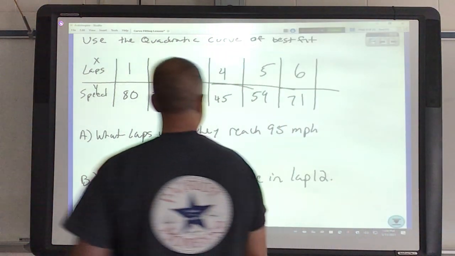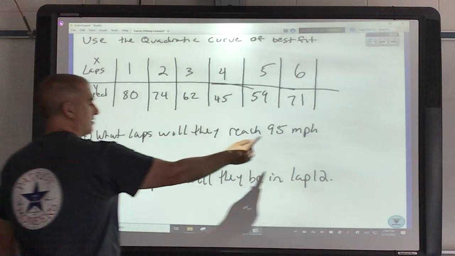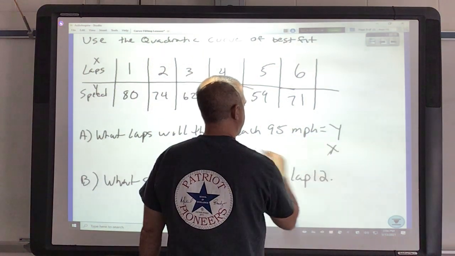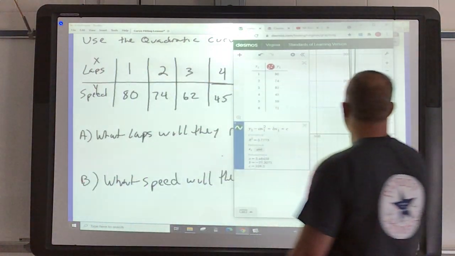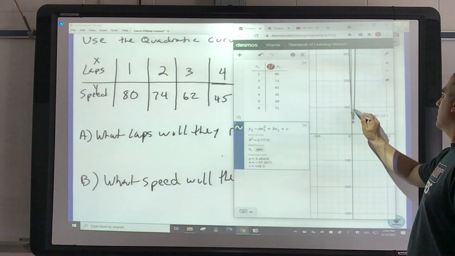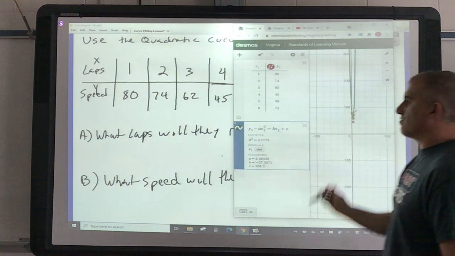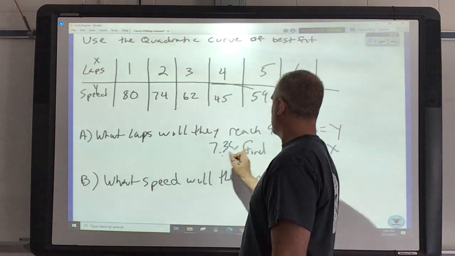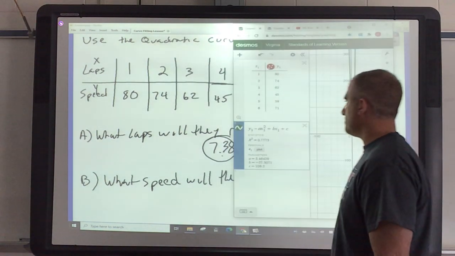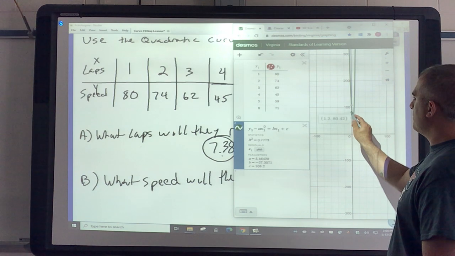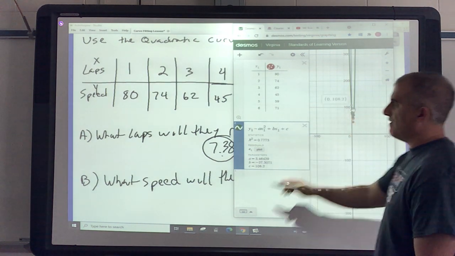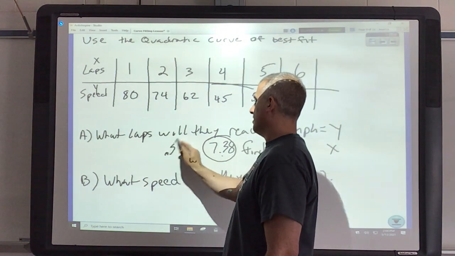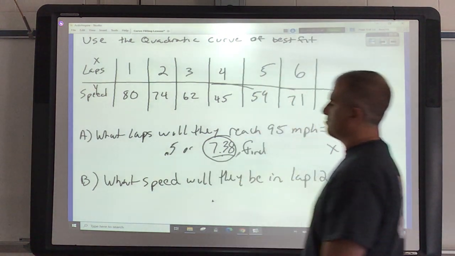What laps will they reach? This is miles per hour, this is Y, so I've got to find X. So find where 95 is Y. If I do that, I get about 7.38. If you want to go the other way and do that one, sometimes the answers don't make sense, like 0.5, half a lap. Either would be fine, but 7.38 is the one that's more logical.